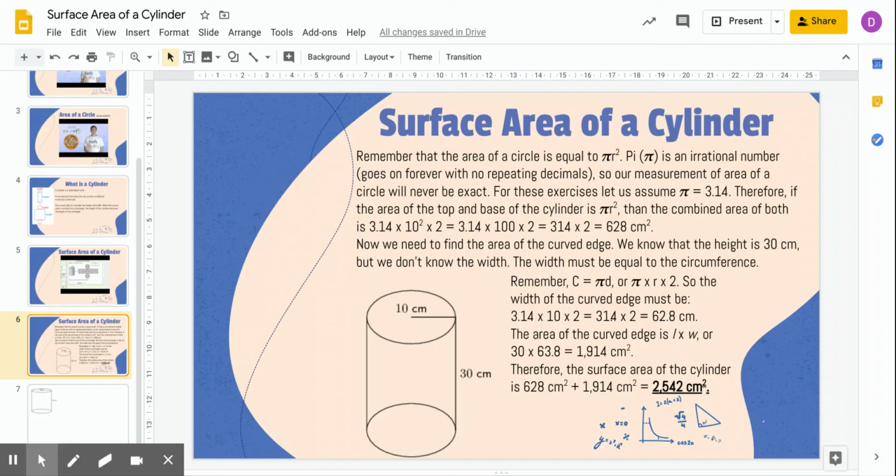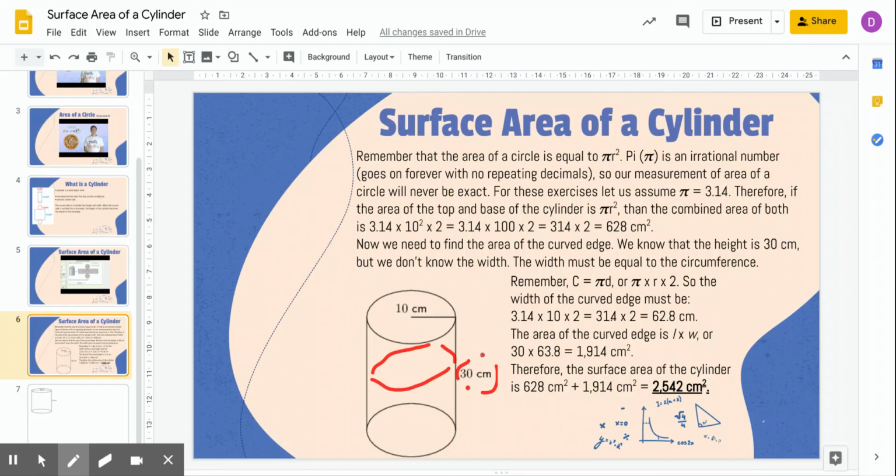Now we need to find out the area of the curved edge, right? So let's grab my pen here. So this part here, this curved part, which goes all the way around. Okay, so we need to find the area of that. And it tells us right here the height is 30. So we know one of the measurements that we need to determine the area, but we don't know the width, right?